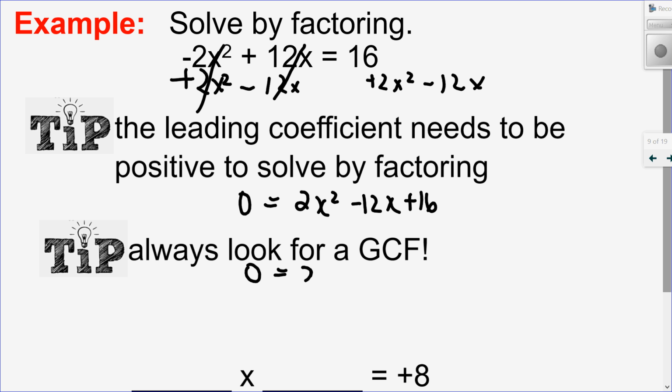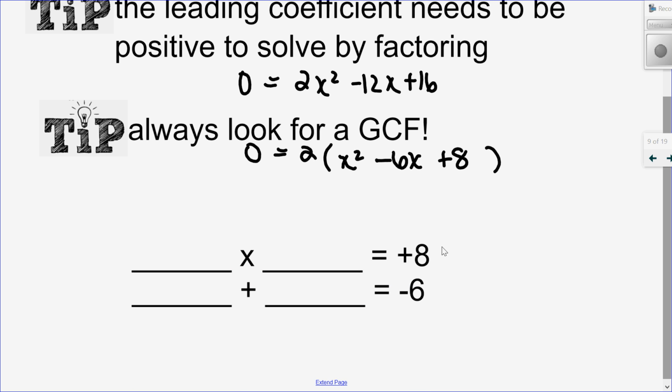So I'm going to factor out the 2. So 2x squared divided by 2 is x squared. Negative 12x divided by 2 is negative 6x. And 16 divided by 2 is 8. So now I'm good to factor, so I look for two numbers that multiply to the last number, positive 8, and add to the middle number, negative 6.